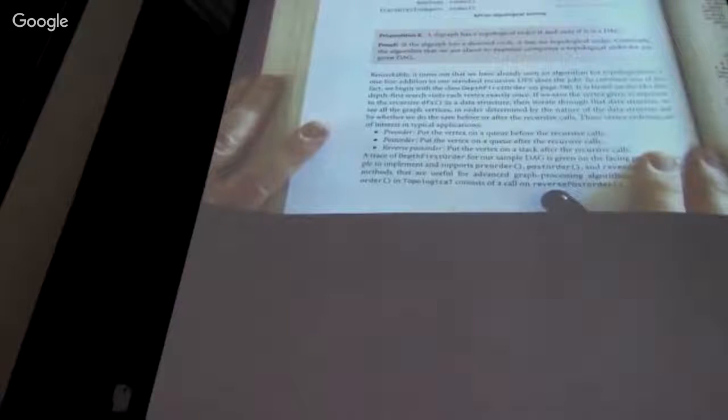Okay. Right? And now, a digraph has a topological order. What does it mean to have a topological order? It means it can be sorted. So a digraph has a topological order if and only if it's a DAG. I'm trying to relate this back to project 2, but nothing's happening there.